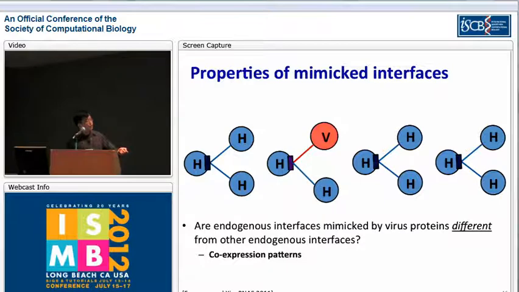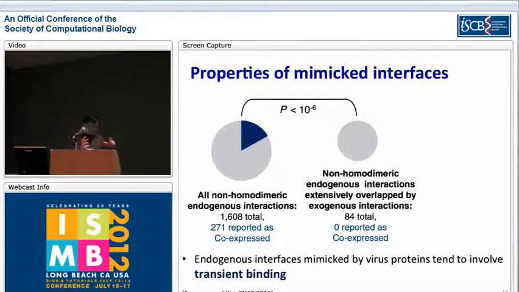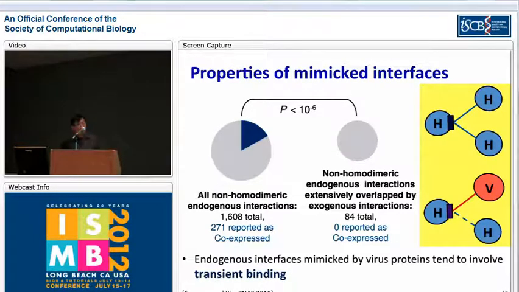While this interface is also targeted by many other human proteins, what about the co-expression pattern between these human proteins? It turns out that in none of these cases do the virus-targeted interfaces share any degree of co-expression. So it's zero. For the endogenous protein pairs at that particular interface targeted by a virus protein, none of them are co-expressed. They're all transient. Whereas a significant part of the human endogenous protein-protein interactions are co-expressed. So what this means is that virus-targeted interfaces tend to be transient interfaces.